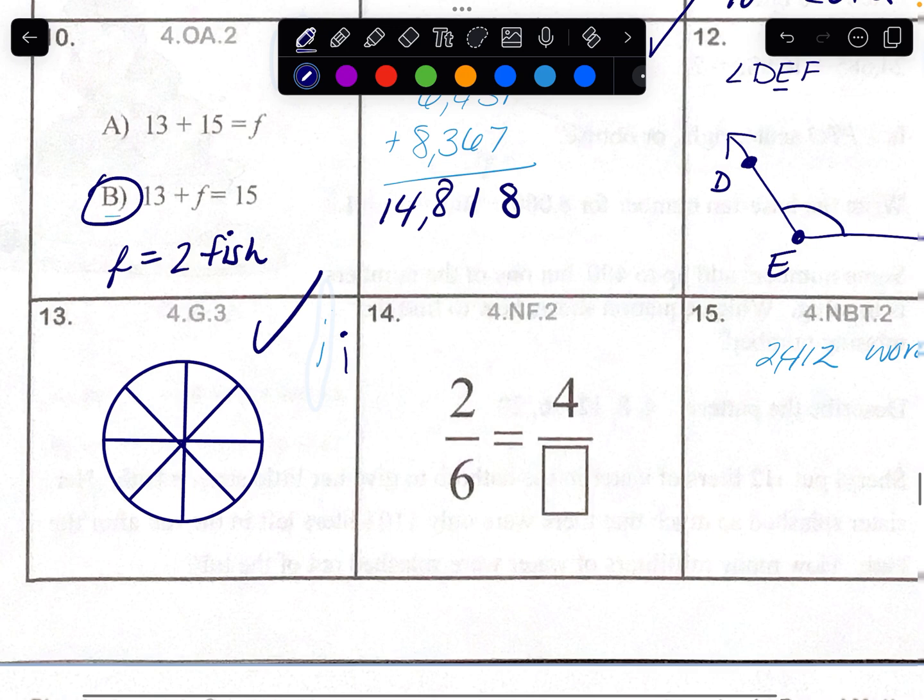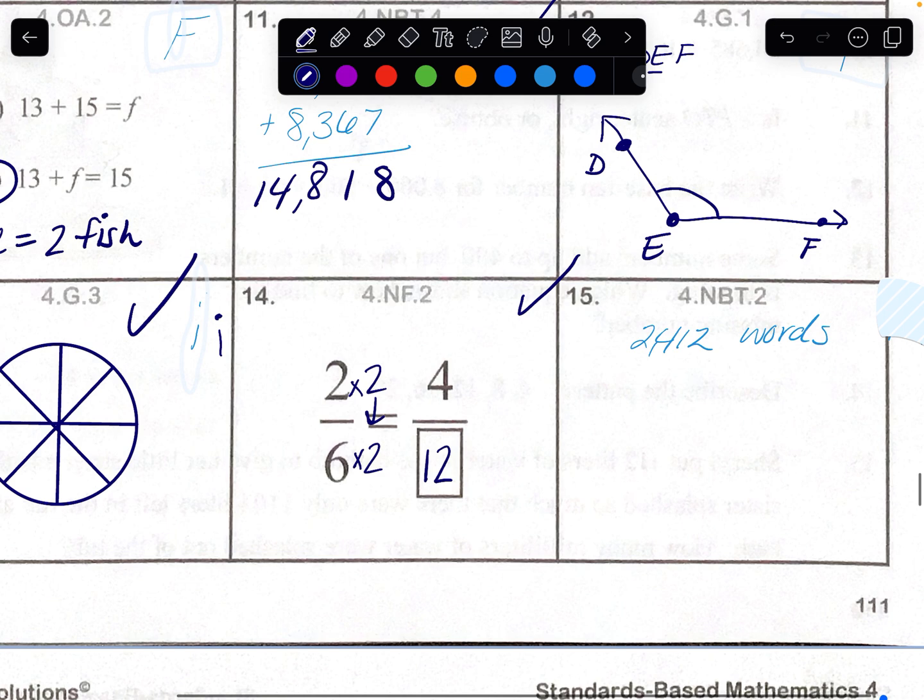All right, 14, find the connection. What is your numerator's connection? And it should be times 2. What you do up here, you have to multiply by the same number in the denominator, which is going to be 4/12.